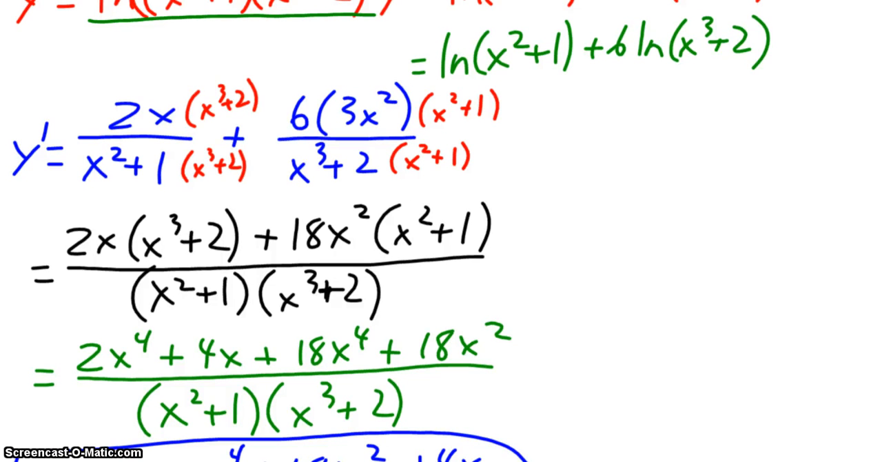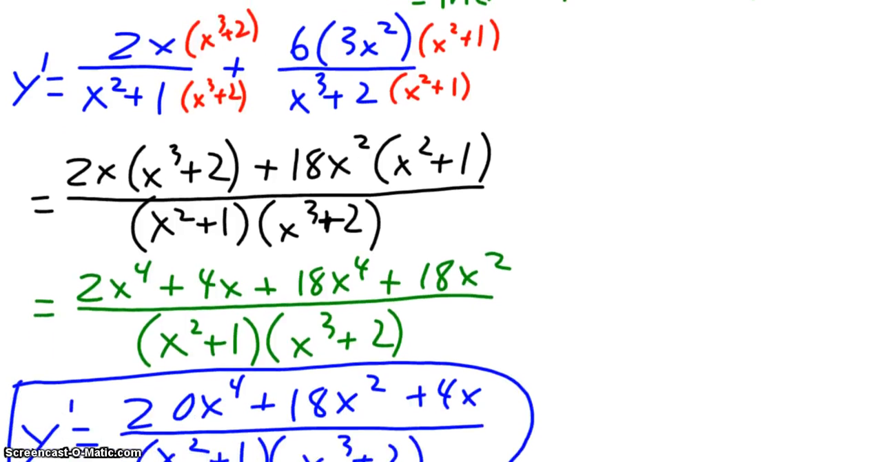So the derivative of natural log of x squared plus 1 is 2x over x squared plus 1. The derivative of 6 times the natural log of x cubed plus 2 is 6 times 3x squared over x cubed plus 2. Now what you see here in red was I got a common denominator because now I want to simplify. But the derivative part was much easier. So now I want to simplify, so I multiplied the first term by x cubed plus 2 in the numerator and denominator, and I multiplied the second term by x squared plus 1 in the numerator and denominator.